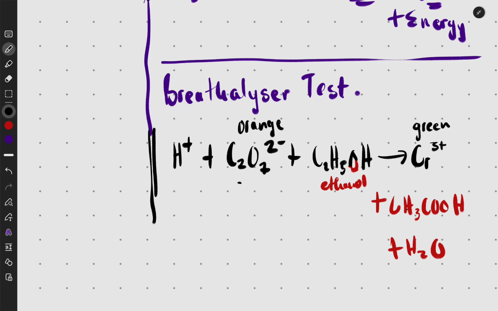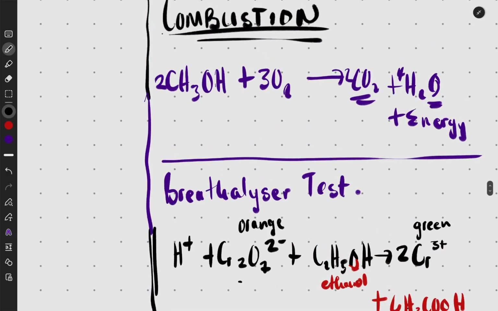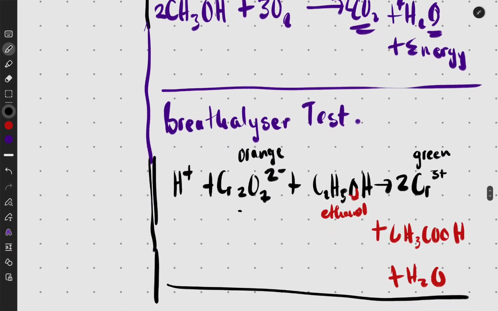But remember to put the Cr2 in here, so you have 2 of them. Anyway, this is the end of it. These are all the reactions for alcohols which you have to know. Breathalyzer test, where you have ethanol converted to ethanoic acid, and water.